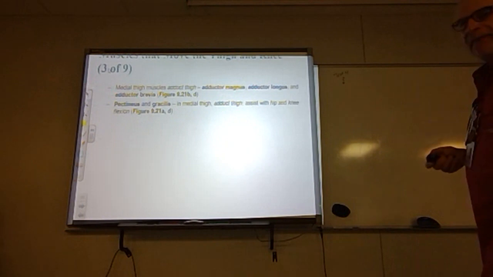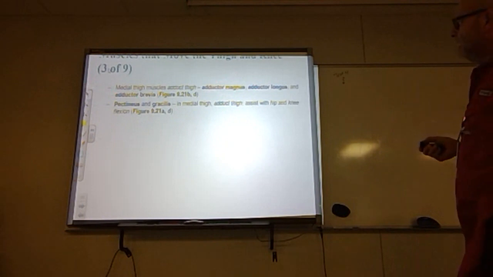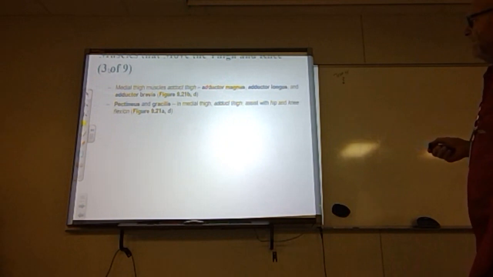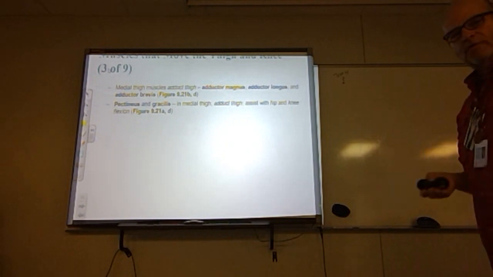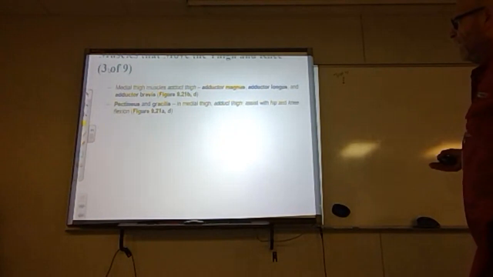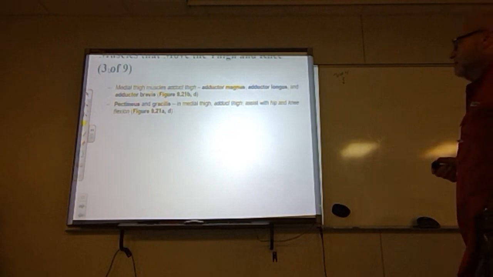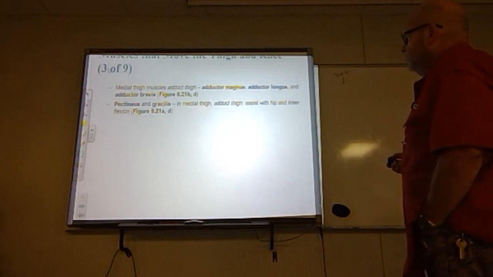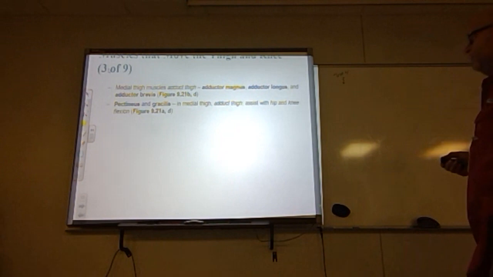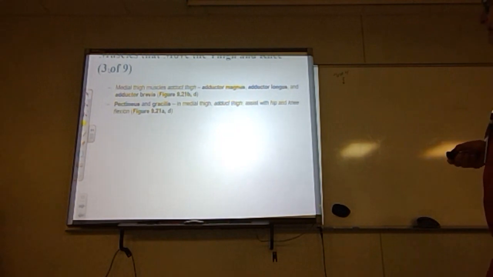Again, think about these muscles and their actions and their positioning. Adductor is going to move the thigh toward the body, and the magnus is going to be a big muscle. The adductor longus is going to be a long muscle that does the same thing, and the brevis is going to be a short muscle. The pectineus muscle and the gracilis muscle are found in the medial portion of the thigh. They adduct the thigh and assist hip and knee flexion.